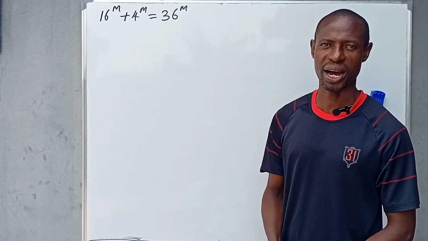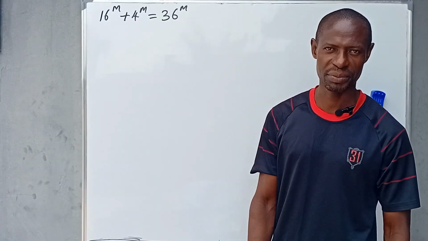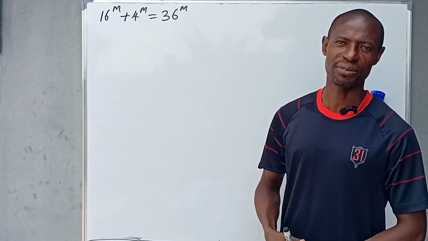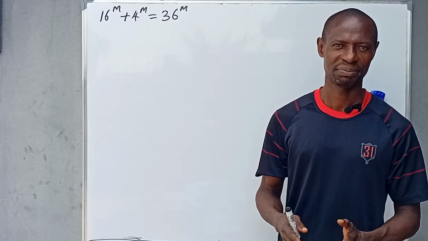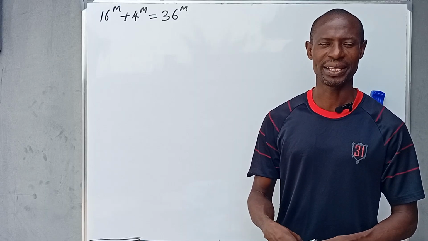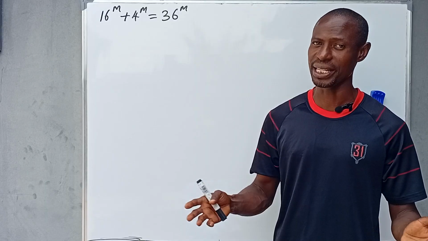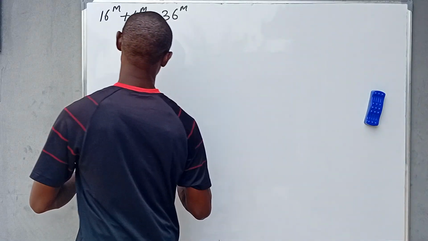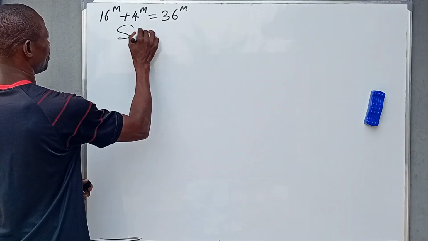We have 16 to the power of m plus 4 to the power of m equal to 36 to the power of m. What is the value of m here? How do we solve and verify this answer, or the root to this challenge? So let's take our solution first.